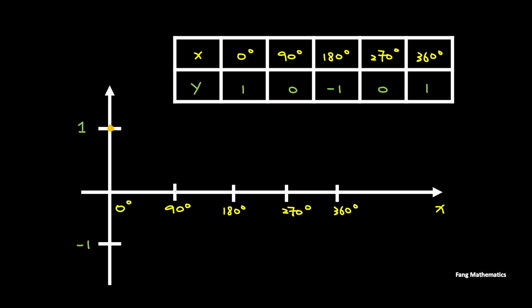so 0 degrees, 1, 90 degrees, 0, 180 degrees, -1, 270 degrees, 0, and 360 degrees, 1. We are to connect the coordinates, and you should have your graph y is equal to cos x.